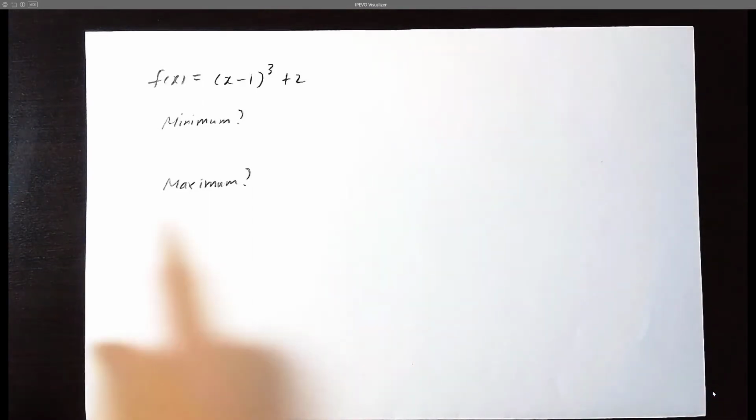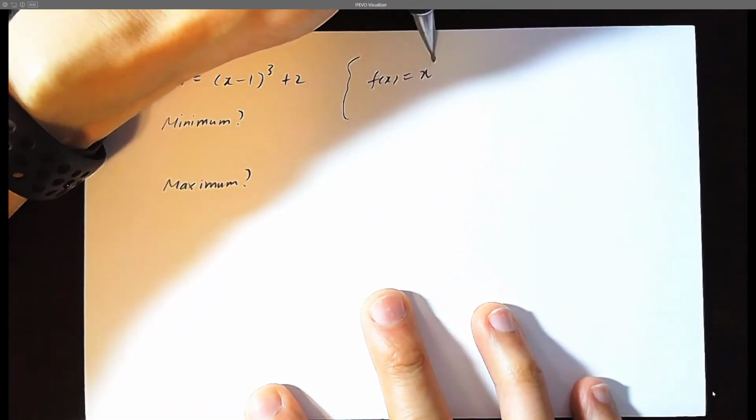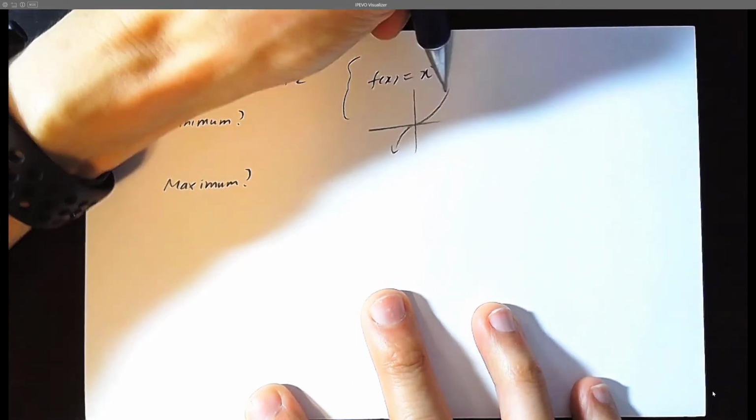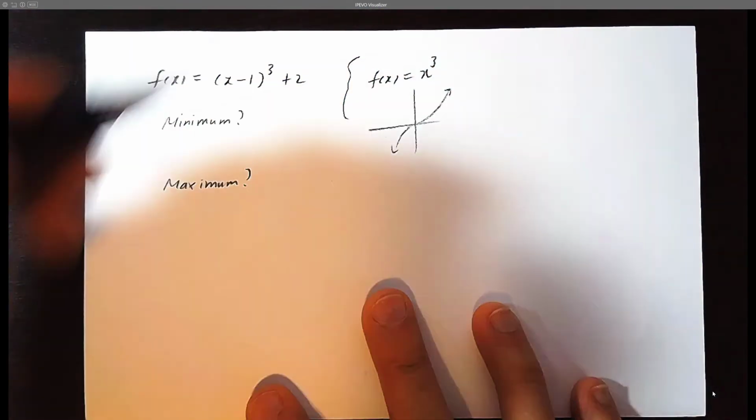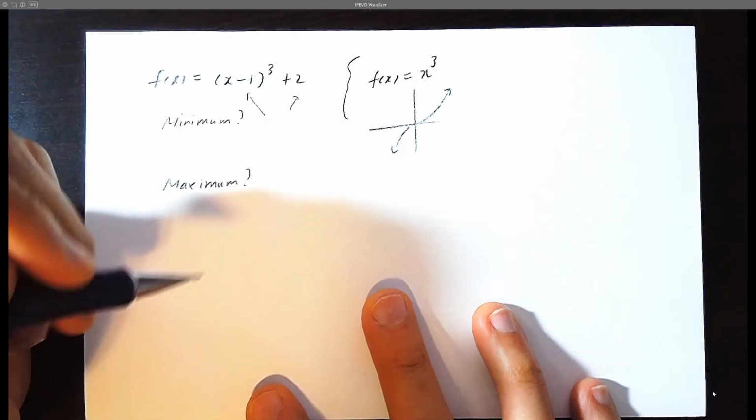Can you find the minimum and maximum for this function? If you memorize f of x equals x cubed is a nice cubic function that looks like this, then perhaps you remember function transformations. This means 1 to the right and 2 units up.